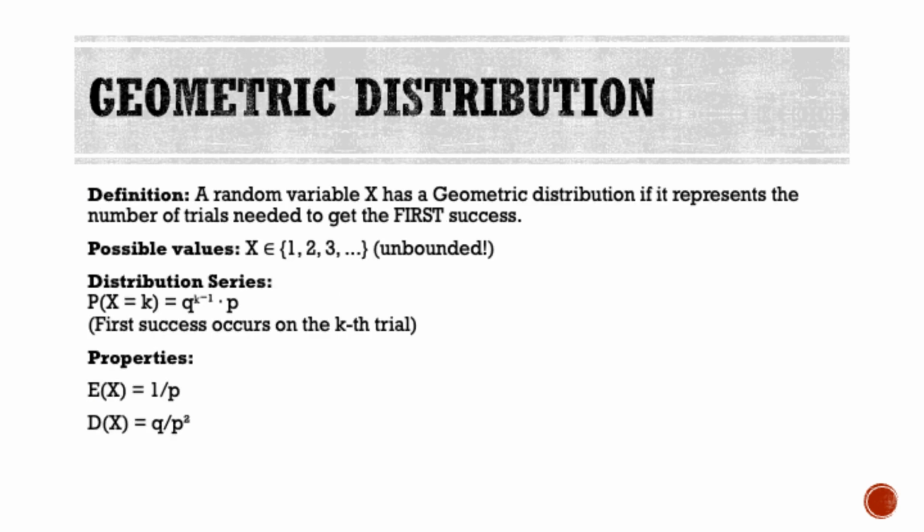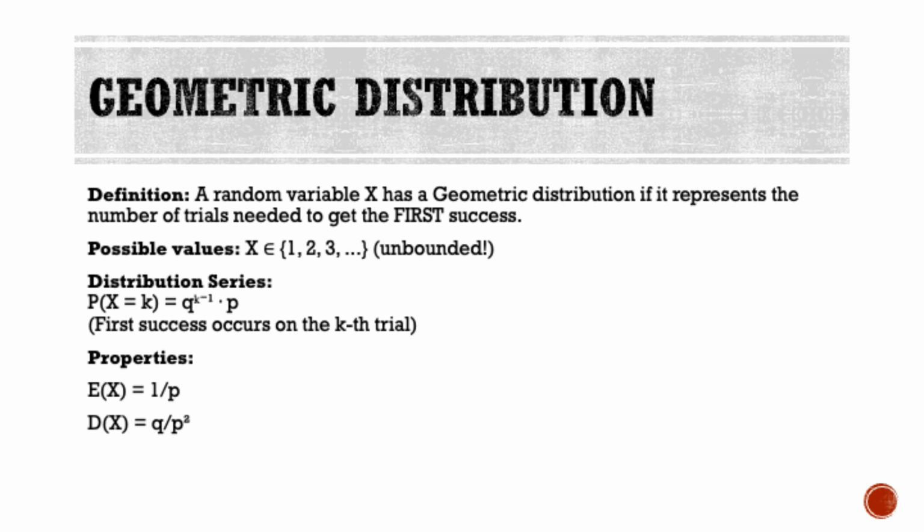Now let's turn our attention to the geometric distribution. This is a very different type of distribution from the ones we've studied so far. While the binomial distribution counts the number of successes in a fixed number of trials, the geometric distribution answers a different question. How many trials do we need to wait until we get our first success?